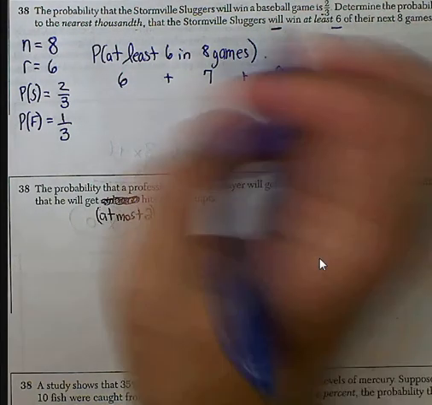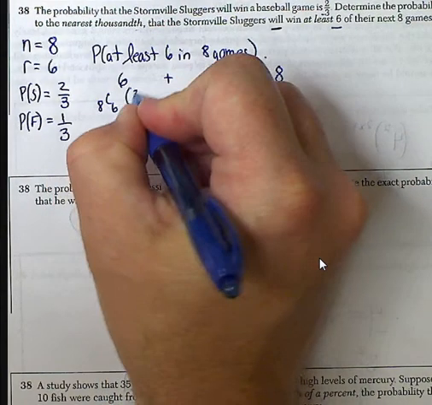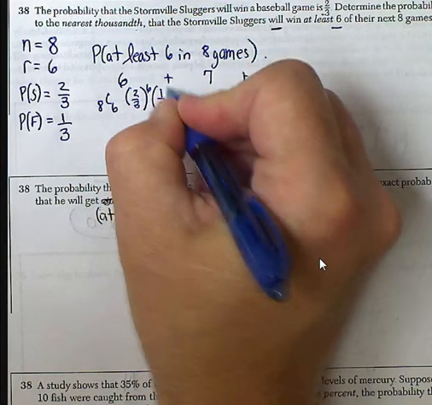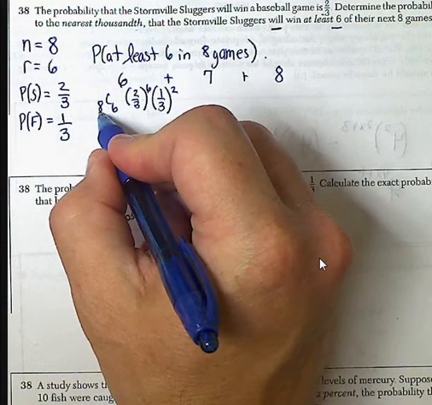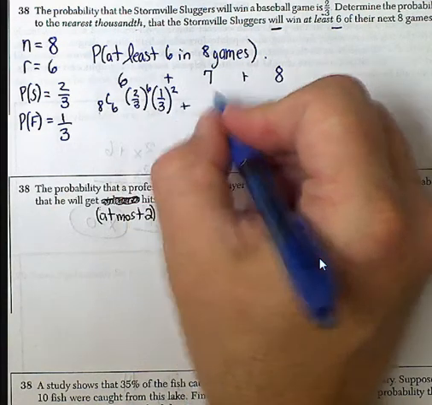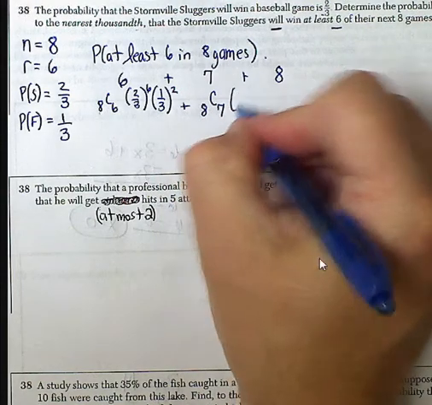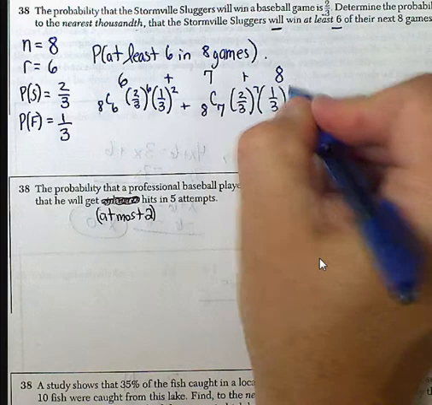Starting with NCR, it's 8C6. Probability of success is 2/3. We want 6 of those. Probability of failure is 1/3. We want 2 of those. Exponents should always add up to the number of games that you play. Moving on to 7, everything stays the same, except now we want 7. Probability of winning is 2/3. We want 7 of those. 1/3 is a loss. We want 1.